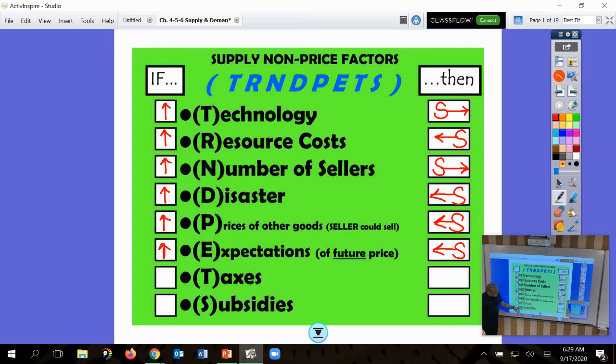Taxes and subsidies go together. These are government involvement in the market where you see increases in taxes, you're going to see a decrease in supply. Think of it as an additional resource cost. If companies are having to pay for that, then they're not able to pay for the other things they need that are part of resource costs, okay?